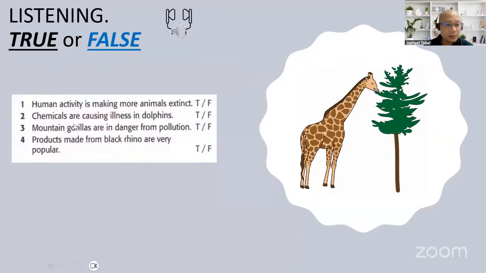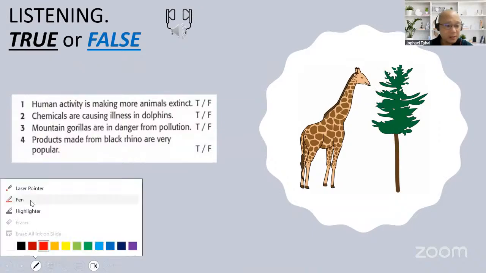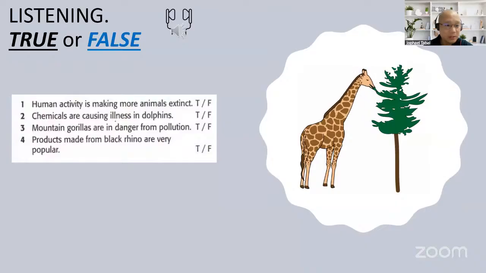So we have here true or false. Human activity is making more animals extinct. True or false. Chemicals are causing illness in dolphins. Is it chemicals or is it dolphins again? So you only have to choose either chemicals or dolphins. Here, either human activity or animals are extinct. So you have to choose between these two.